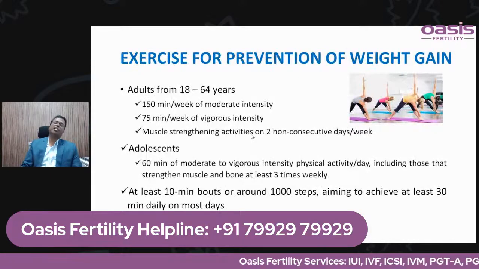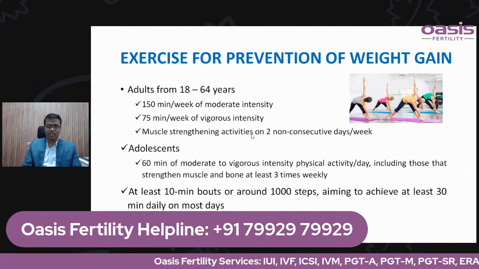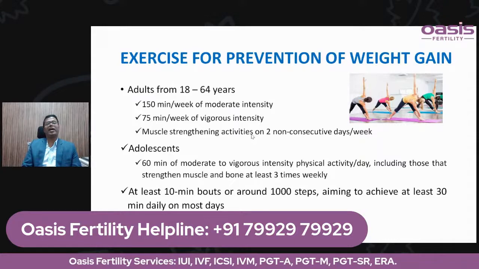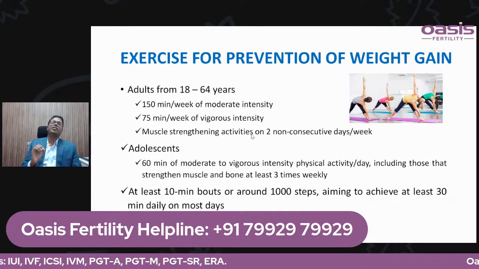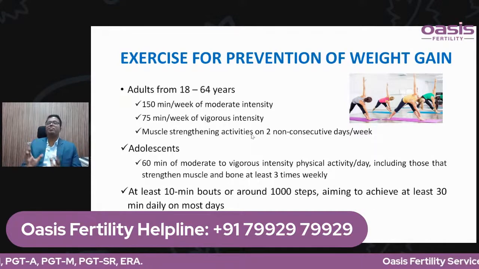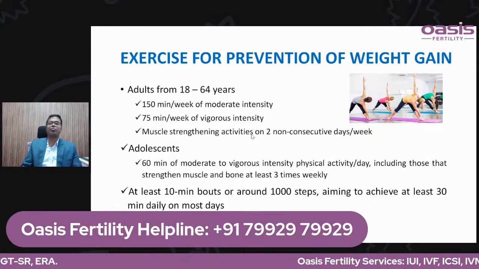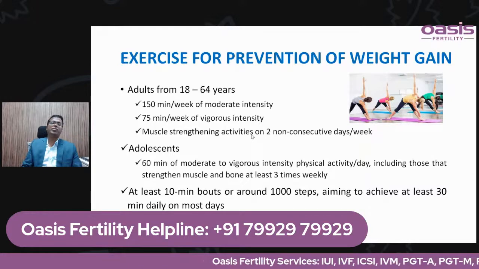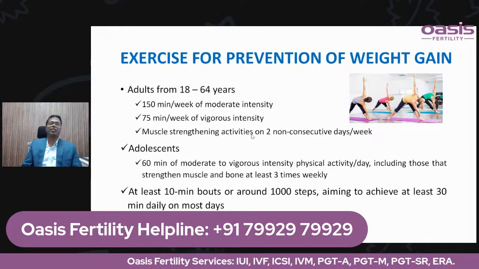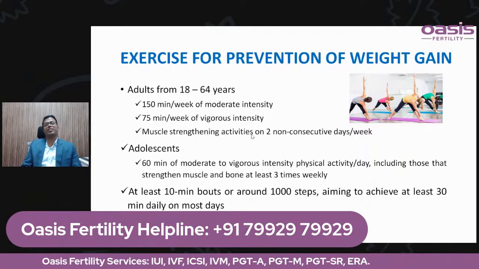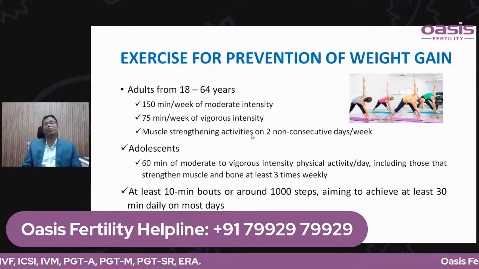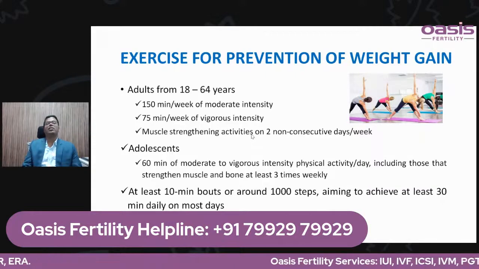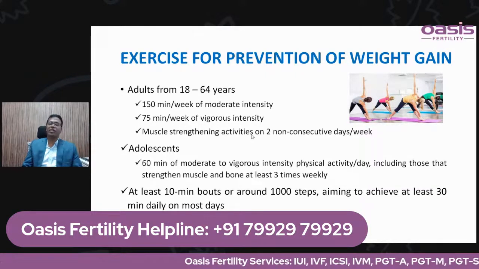Then the kind of exercise I was talking about: how much exercise she should perform. For an adult between the age of 18 to 64, at least 150 minutes per week of actual active exercise. Or if she's doing some vigorous kind of exercise like gymming, at least 75 minutes per week should be adequate. And if she's doing muscle strengthening activities, then she should do it on at least 2 non-consecutive days per week.